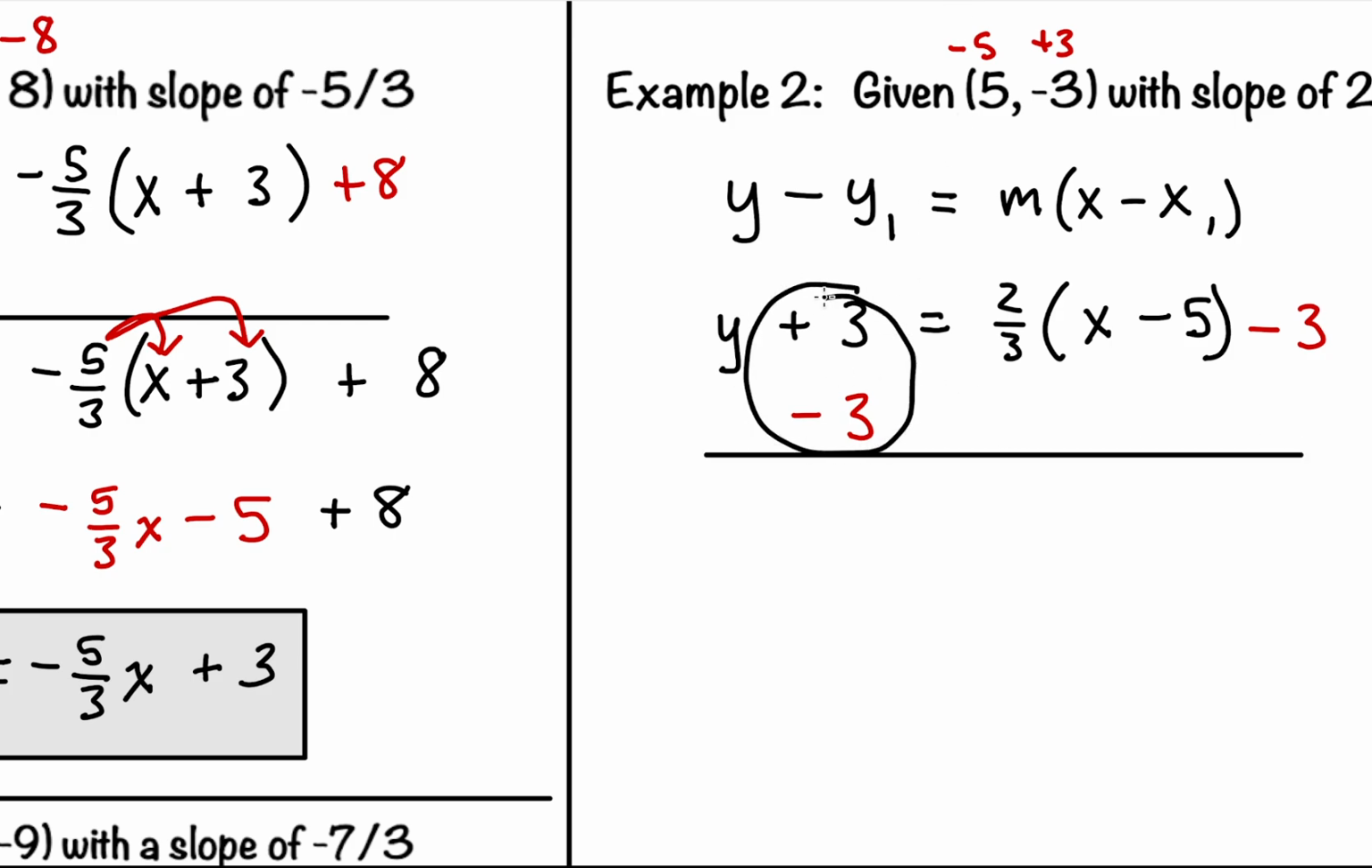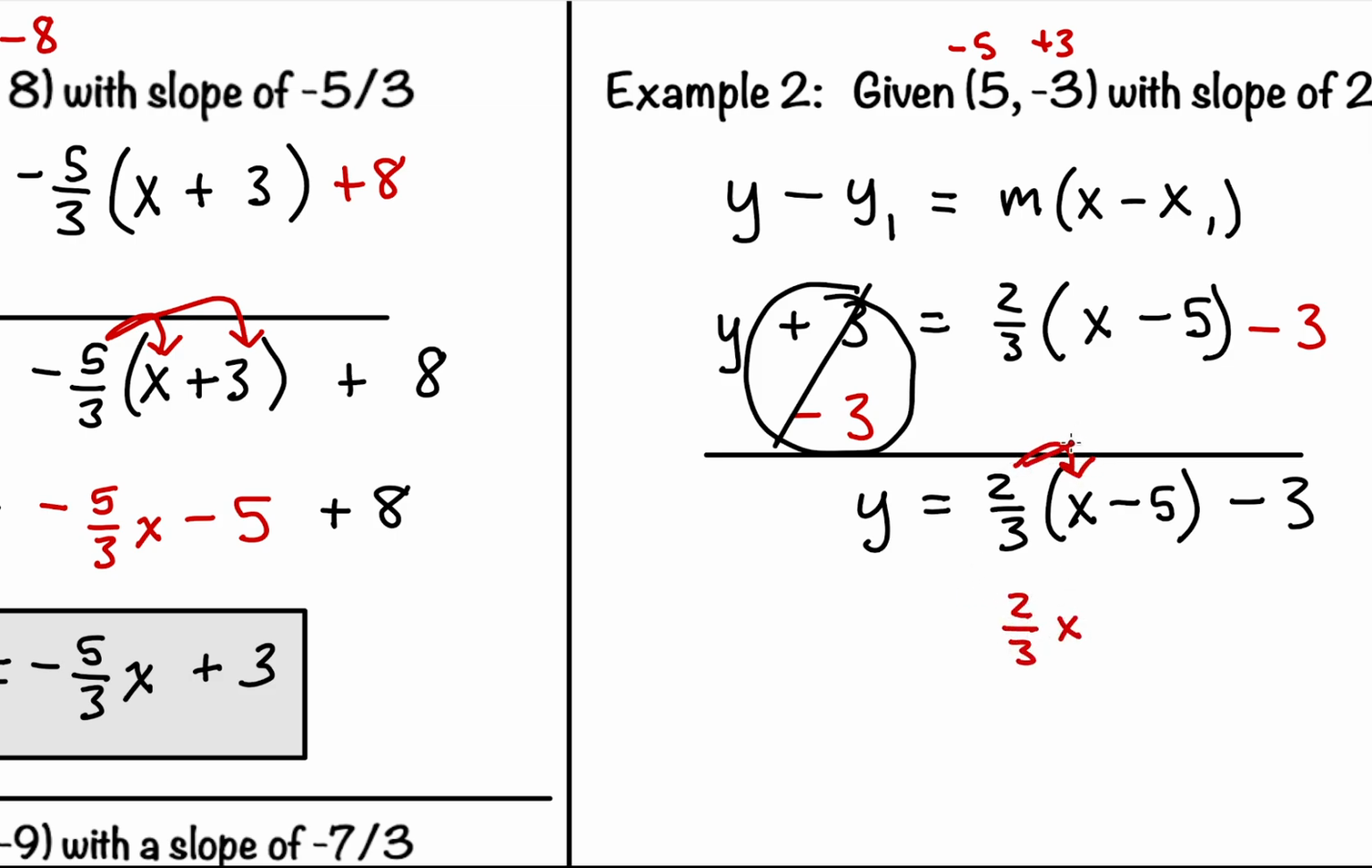This will cause this part to 0, leaving us with y equals 2/3 of x minus 5 minus 3. Next, we're going to distribute. So we're going to have 2/3 x minus 2/3 of 5. Okay, we're going to end up with minus 10/3. And then we're subtracting 3.